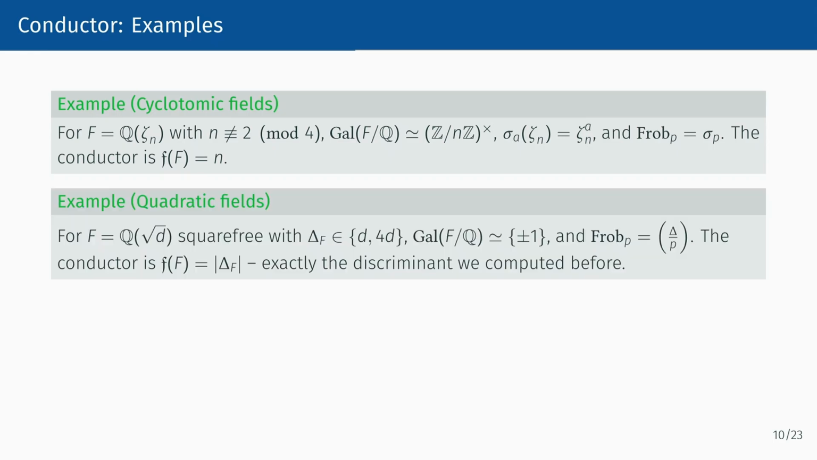And there's the example of quadratic fields. So remember, we looked earlier at quadratic fields, and we saw their discriminant is either d or 4d. And the Galois group is just plus or minus 1, definitely abelian. And in this case, the Frobenius element is determined by the Kronecker symbol. So you really just care if this discriminant is a square or not a square modulo p. And the conductor is, again, just this discriminant.